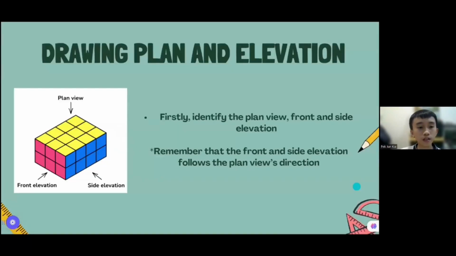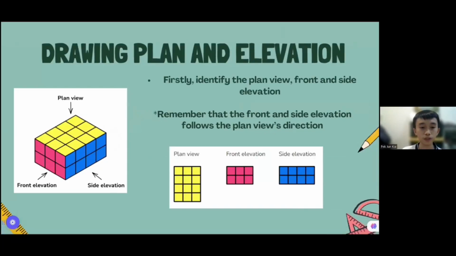Next, drawing plan and elevation. So firstly, we need to identify the plan view, front and side elevation. Now there's a tip. Remember that the front and side elevation follow the plan view's direction. So if the plan view is here, the front view will be here, which is the down part of the plan view, and then the side elevation usually will be at the right part. Later I will go more into this. So this would be the plan view, front elevation, and side elevation for this 3D object.